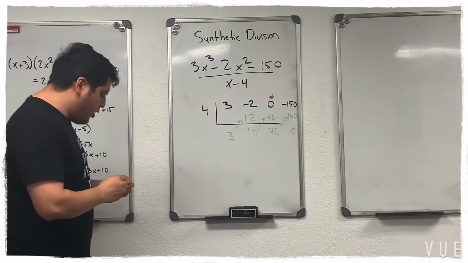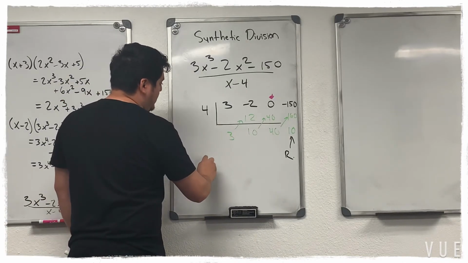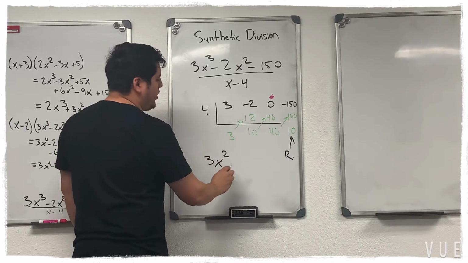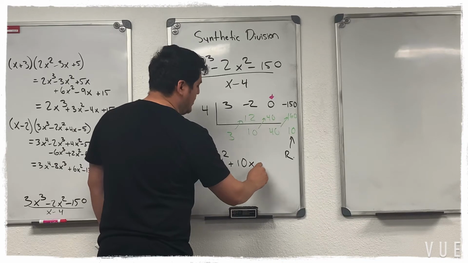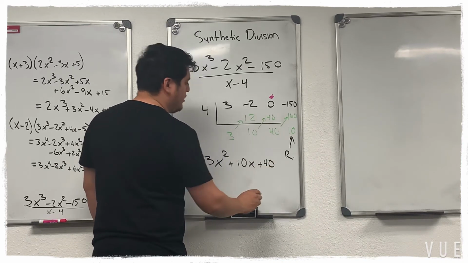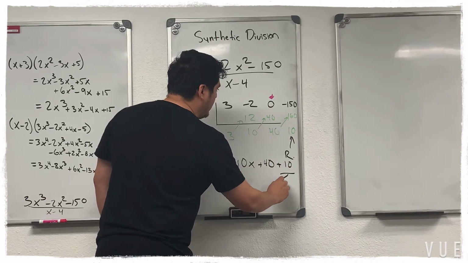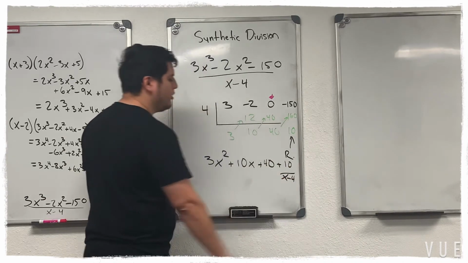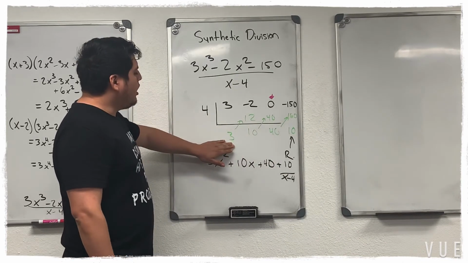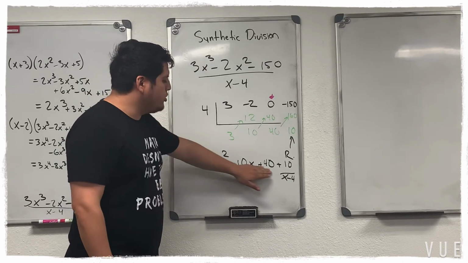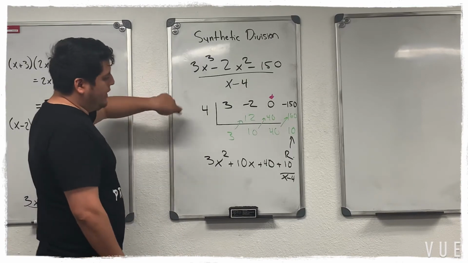The last number is always our remainder, and our solution is going to be 3x squared plus 10x plus 40 plus 10 over x minus 4. The coefficients that you end up with down here are going to be the coefficients of your solution. With that being said, we've finished synthetic division.